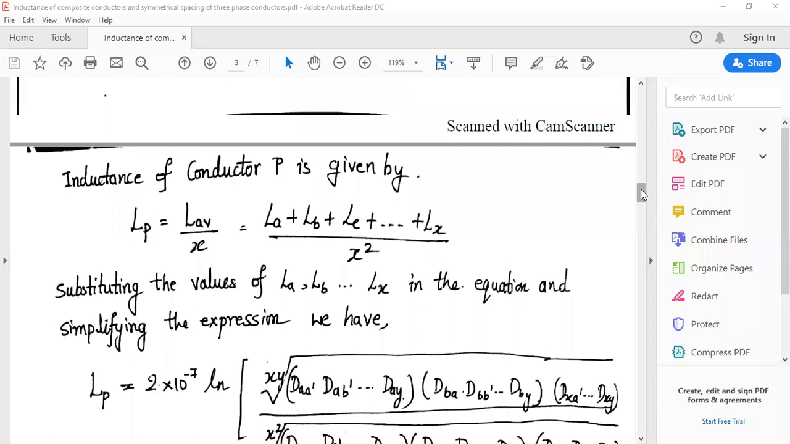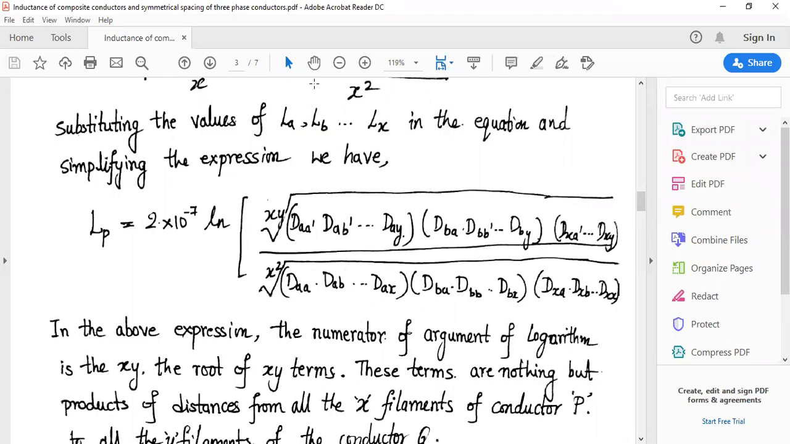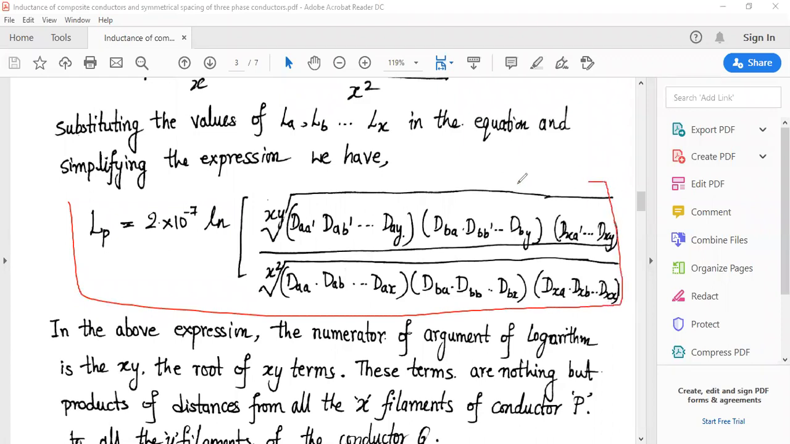So this equation is the equation for LP, the inductance of conductor P: 2 into 10 power minus 7 ln of the xy-th root of the product of distances D_aa', D_ab', ... D_ba', D_bb', and so on.